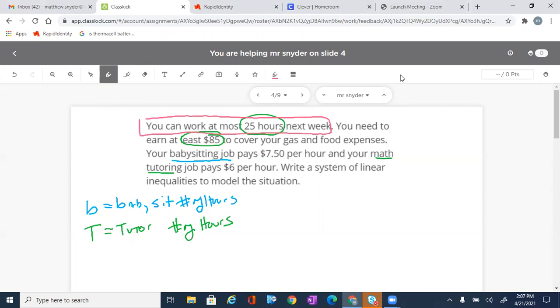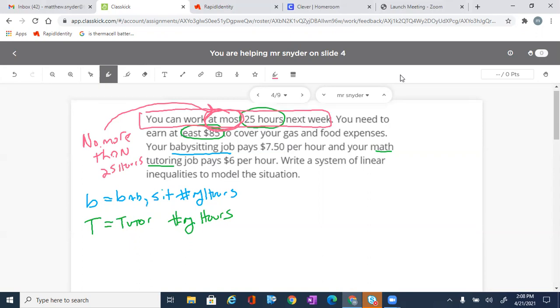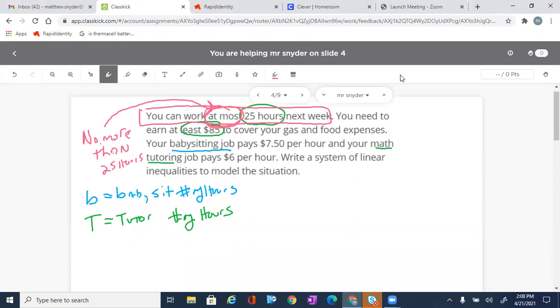It says you can work at most 25 hours. And what do we think at most means? That means no more than. So no more than 25 hours. So we can work 24 hours, we can work 23 hours, we can work 25 hours, but we cannot work 26 hours. So we can build our first relationship really pretty easily with this.